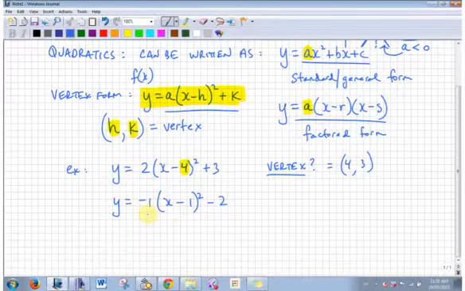-1. Does it open up or open down? It opens down. Yeah, it's flipped over the x-axis or wherever the vertex is. H here is 1, and K is what? It's -2, isn't it? Now to make that look exactly like that, is that the same thing? Yeah, that just says -2, doesn't it?